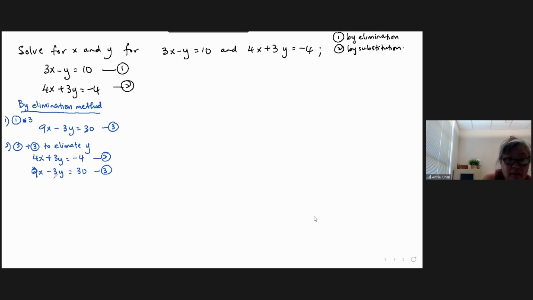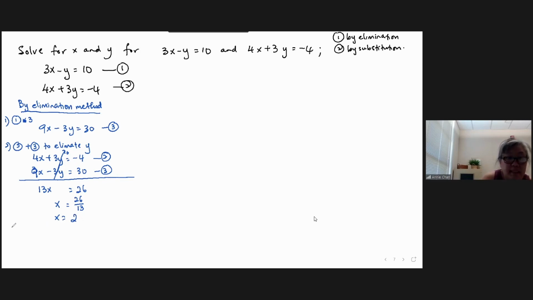So if I add these two equations up, I will get 13x plus 3y plus -3y. This will be 0, right? This one will be 26. So what is x? x will be 26 over 13. And that's 2. x is equal to 2.